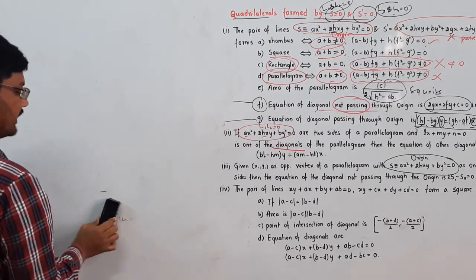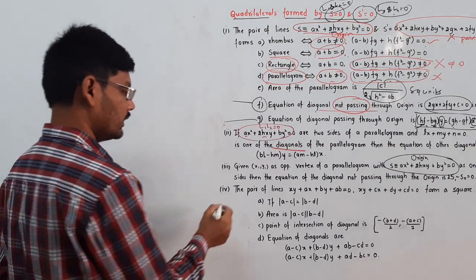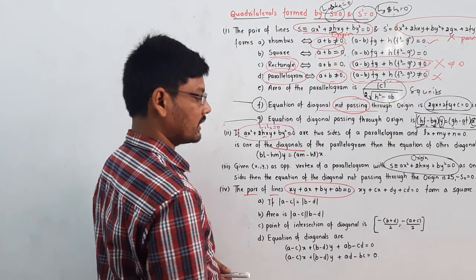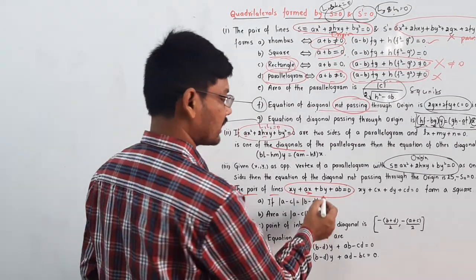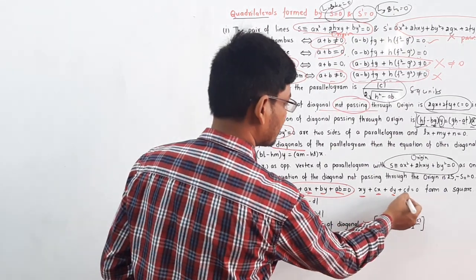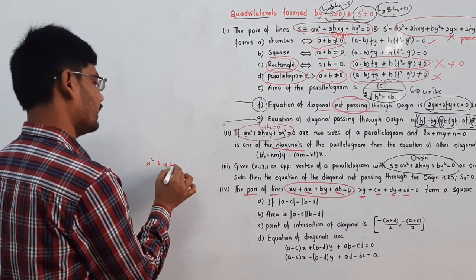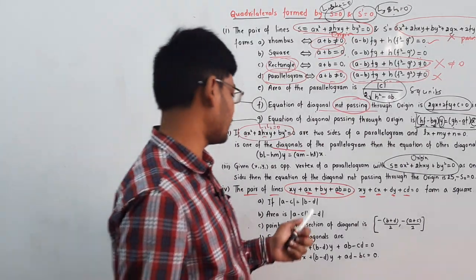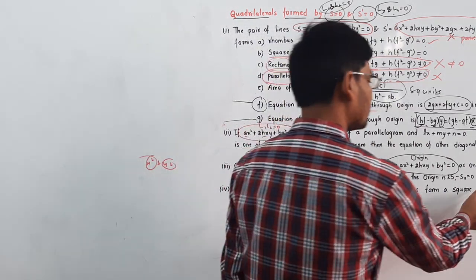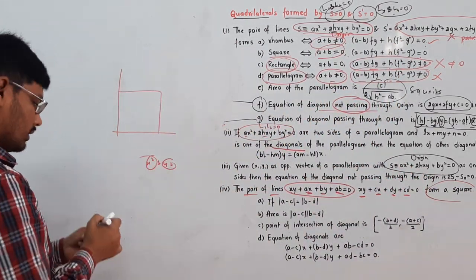And the final point, that is the fourth point. Here the pair of lines is in the form of xy plus ax plus by plus ab is equal to 0, and xy plus cx plus dy plus cd is equal to 0, where we don't have x square and y square terms here. This pair of lines and this one more pair of lines can form a square here.